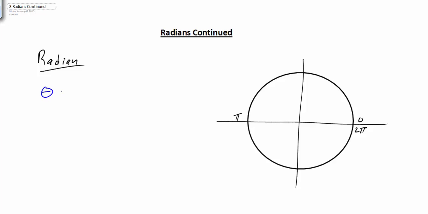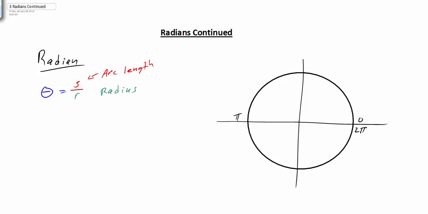I'm going to use the Greek letter theta, which is typically used to represent our angle. And theta, the angle, is going to be equal to S. Here we have the letter S, which is going to represent arc length. And if we take that and divide by R, which is the radius.